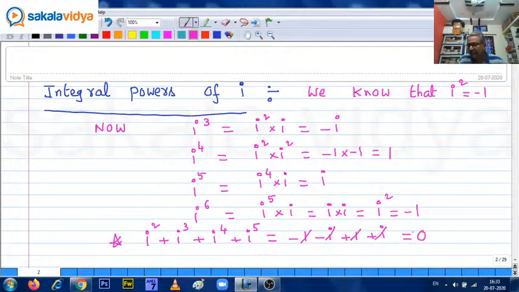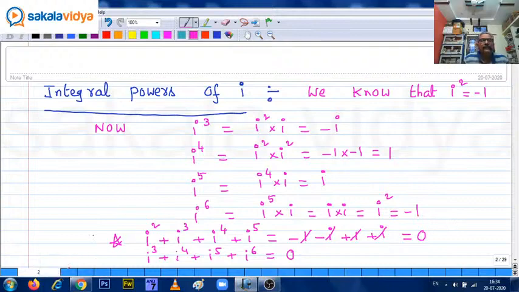We get 0. That means you remember one thing: whenever the powers are 4 consecutive numbers, such as 2, 3, 4, 5, the sum will be 0. Directly we can write 0. So I give one more: I cube plus I power 4 plus I power 5 plus I power 6. How much will you get? Absolutely 0.